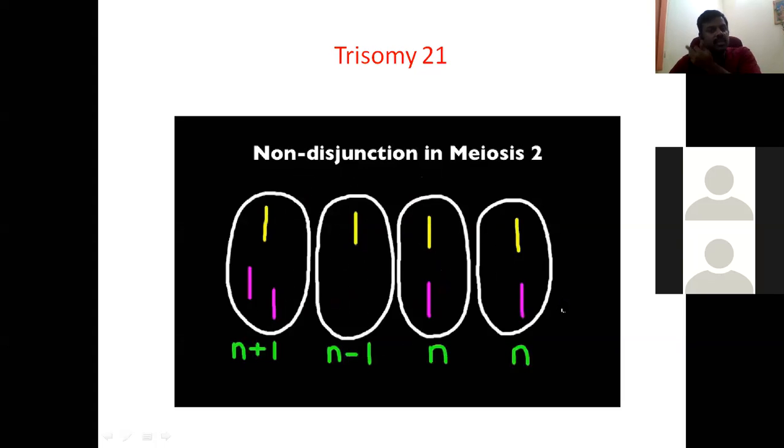So you want to understand that meiotic non-disjunction at any stage, whether in the first meiotic division or in the second meiotic division, can result in trisomy 21, and this meiotic non-disjunction occurs at the anaphase stage as the chromosomes are pulled into the cells.